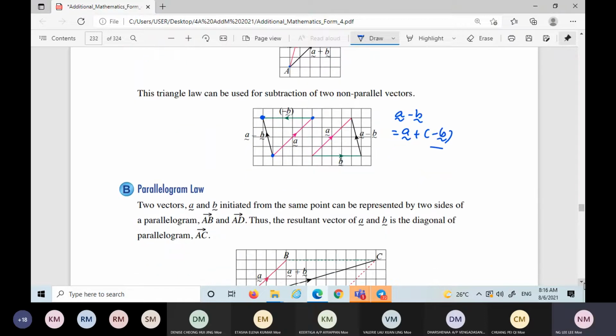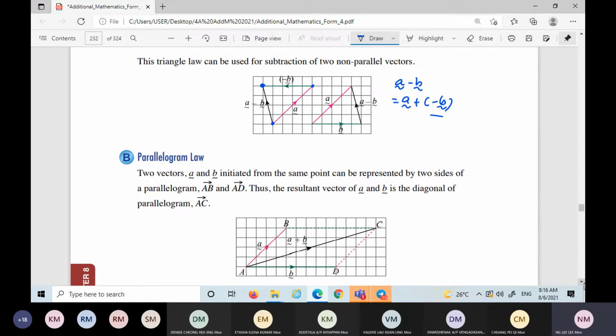Okay, now we go to parallelogram law. What is the difference between triangle law and the parallelogram law? Two vectors A and B are initiated from the same point. This is different. Just now you listened to me: in the first vector, the ending point must join with the second vector's starting point. That is the key for the triangle law.